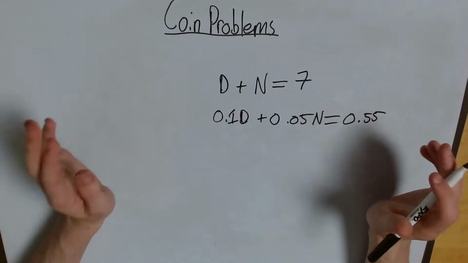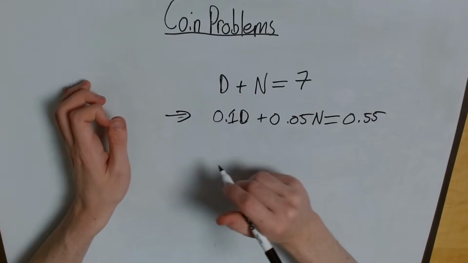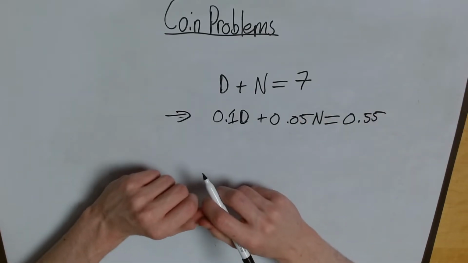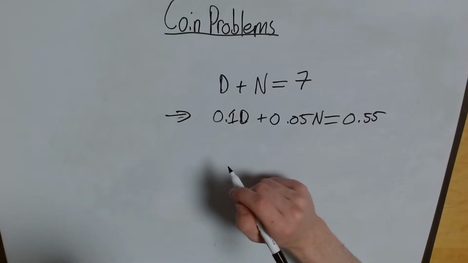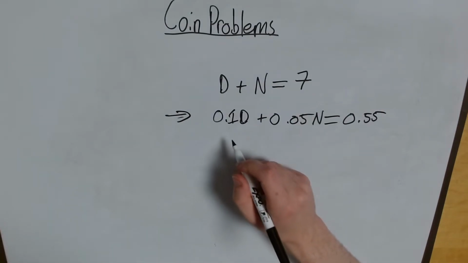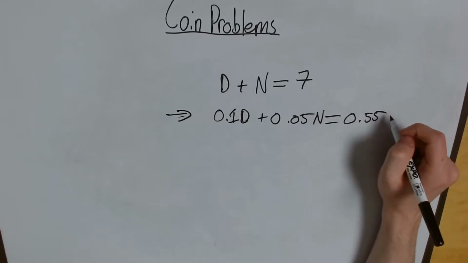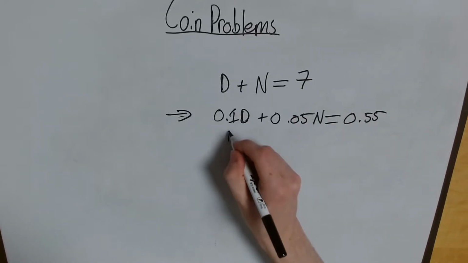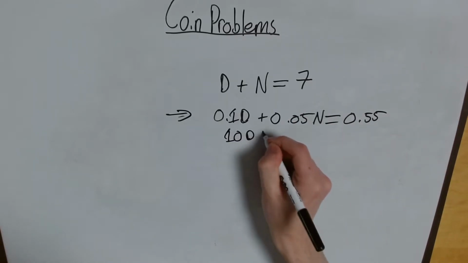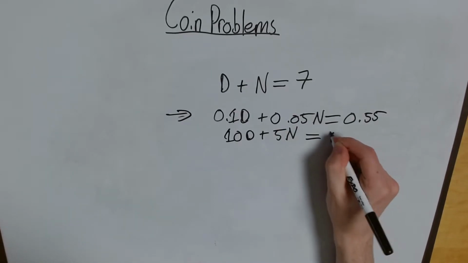But before I do anything, I'm going to want to simplify this equation right here. It's got all those decimal points, and that's really messy. So, what I'm going to do is multiply this entire second equation by 100, right? So I'm going to multiply it by 100 on both sides. That gives me 10d plus 5n equals 55.